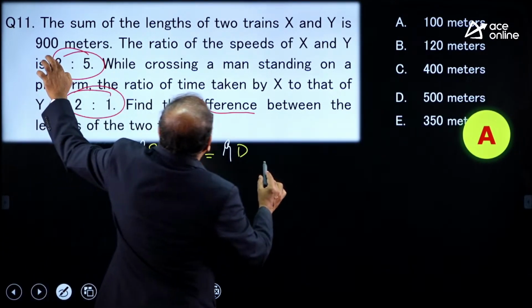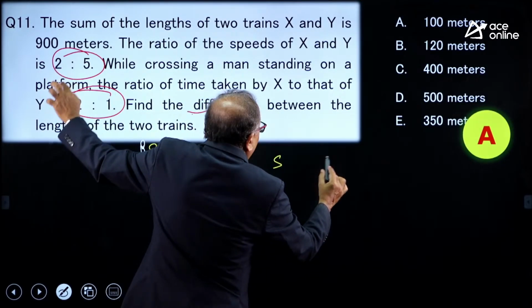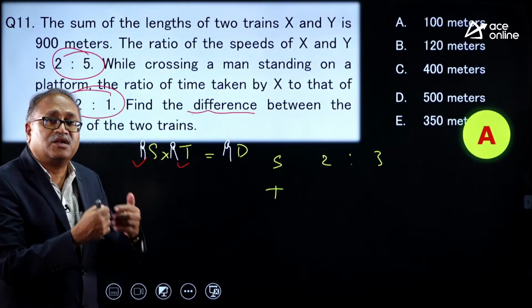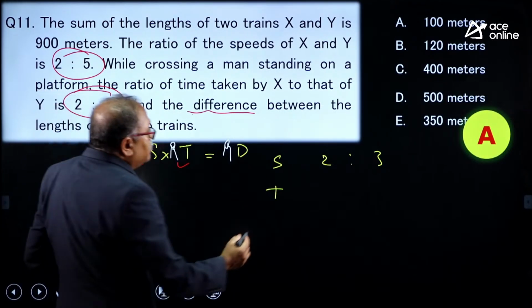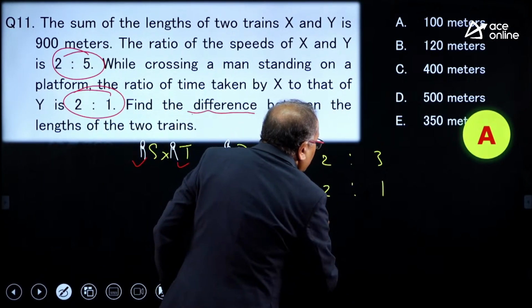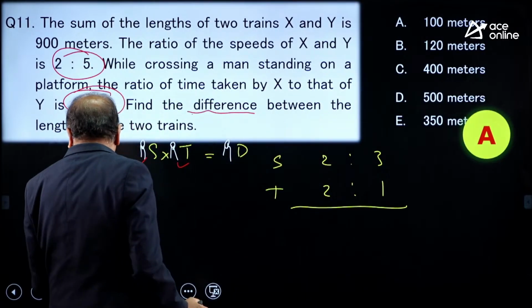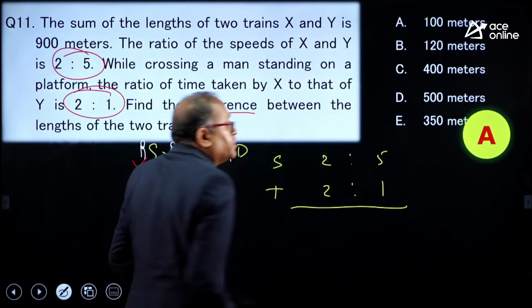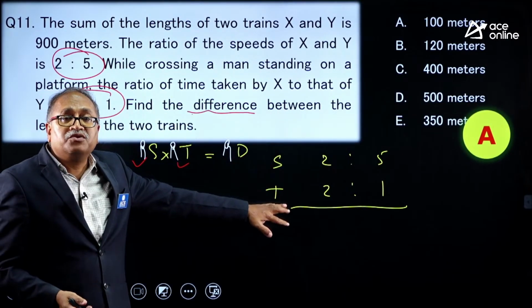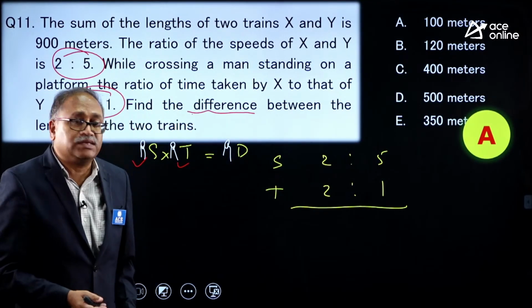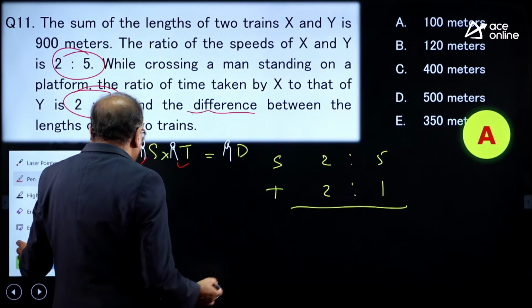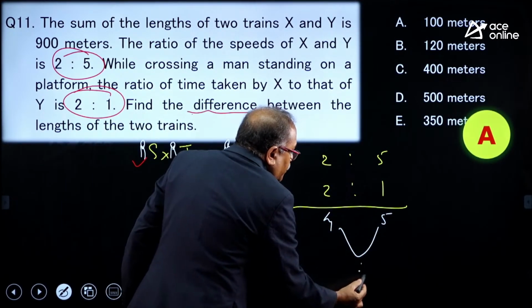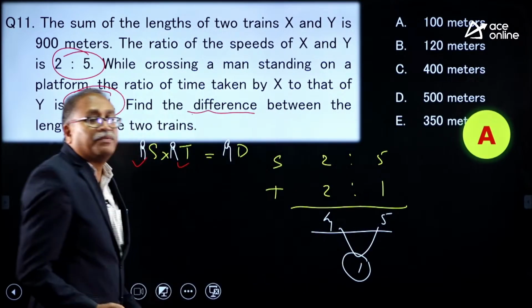So, what is the speed ratio? The speed ratio is 2:3. What is the time ratio to cross their own distance? The time ratio is 2:1. So, the product is 2:5. Let me correct this one, this is 2:5. Then the ratio of speed into ratio of time is equal to ratio of distance. So, that comes to 4 over here, 5 over here. So, what is the distance difference? 1 part difference out of total 9 parts.